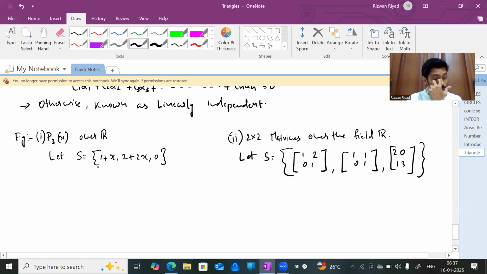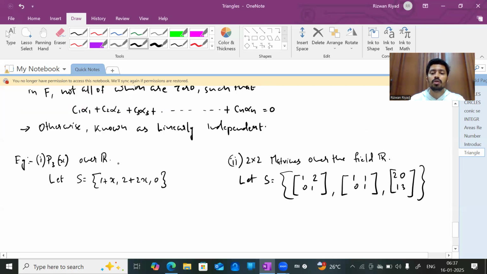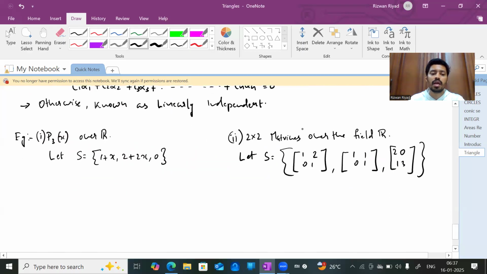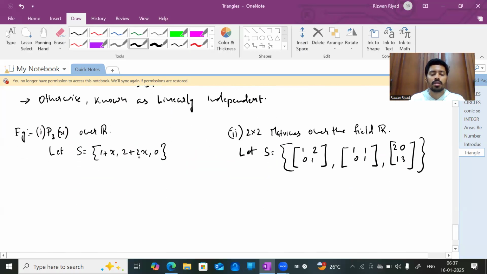I will show you how. First of all, you should understand what alpha 1, alpha 2, alpha 3, etc. up to alpha n are here. These are the elements of our S. So what are the elements of S here? 1 plus x, 2 plus 2x, and 0. So these are alpha 1, alpha 2, alpha 3. You can take alpha 1 equal to 1 plus x, alpha 2 equal to 2 plus 2x, and alpha 3 equal to 0.